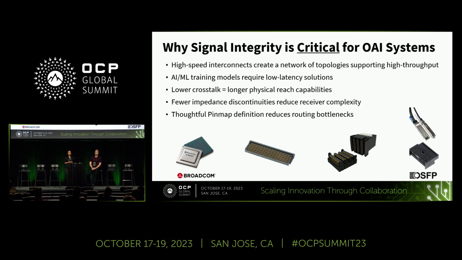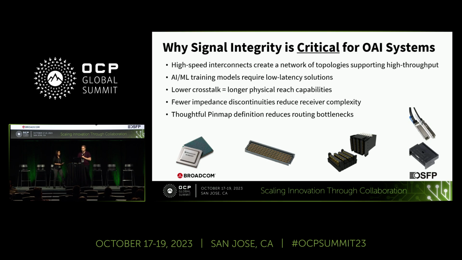crosstalk. So you need to lower the crosstalk. Lower crosstalk means longer physical reach, which is needed when you're connecting these systems through cables. Fewer impedance discontinuities is also very important, because it means greater eye margin and better SNR. Then you can control all of that through thoughtful pin map definition to reduce bottlenecks. That's very critical, and a lot of attention was paid to that. And that's what Sam will start talking about.